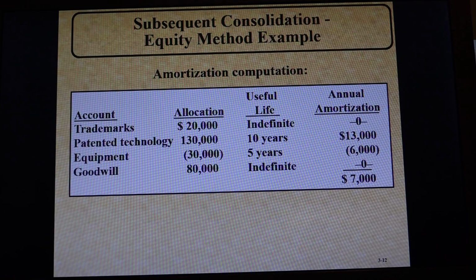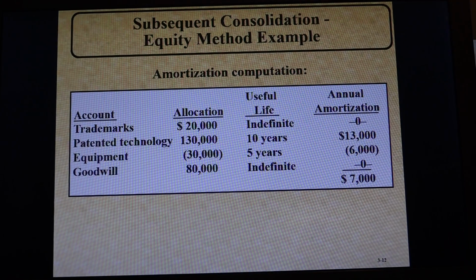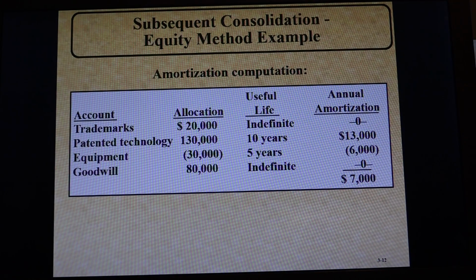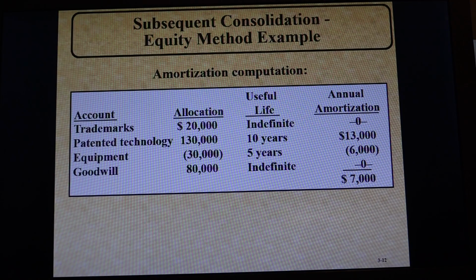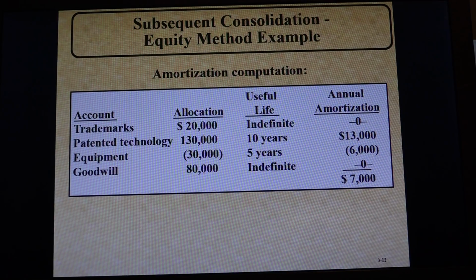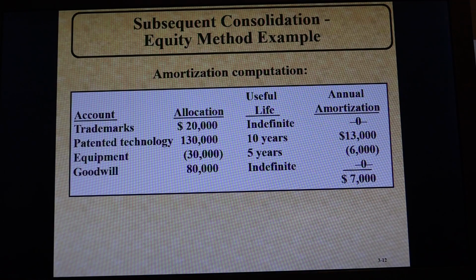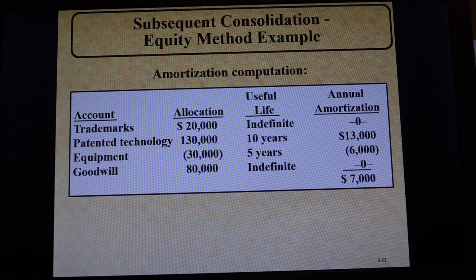And so recall that for intangible assets that have an indefinite useful life, you do not amortize that amount. You simply test it each year for impairment.